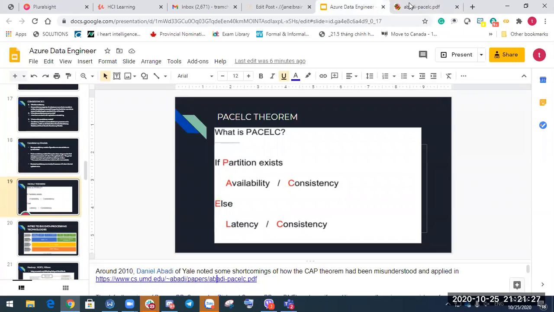PACELC, like I mentioned, is the default version of DynamoDB, Cassandra, and CosmosDB. So they use a PA/EL system.